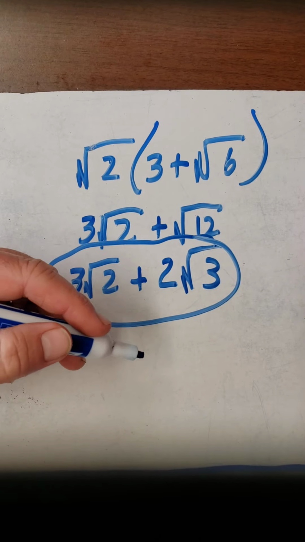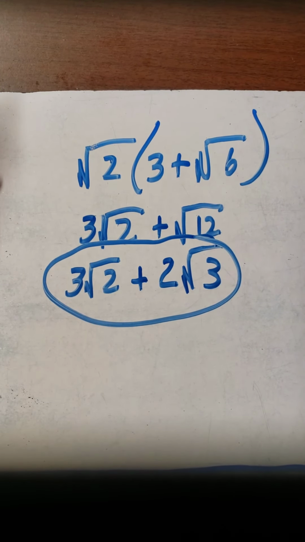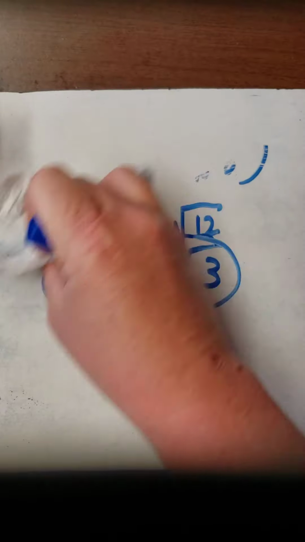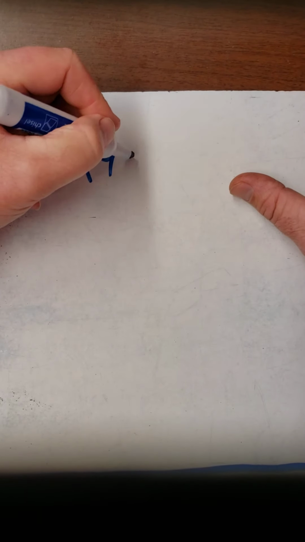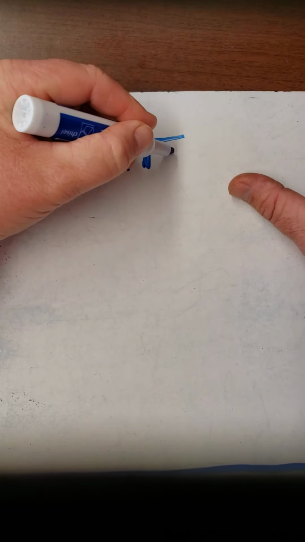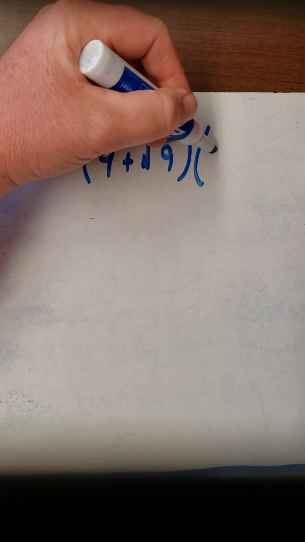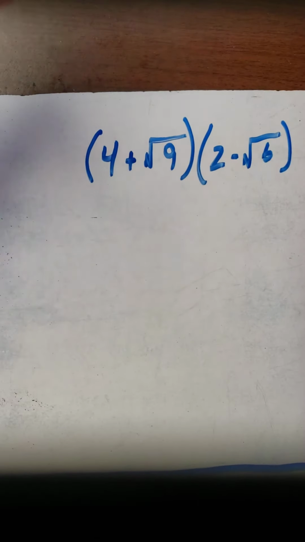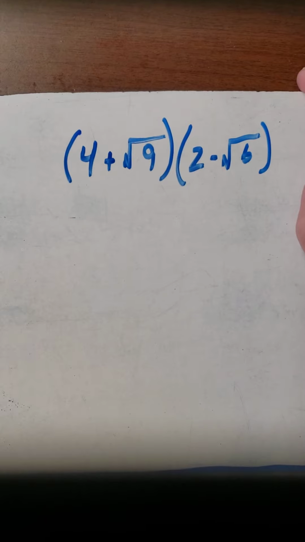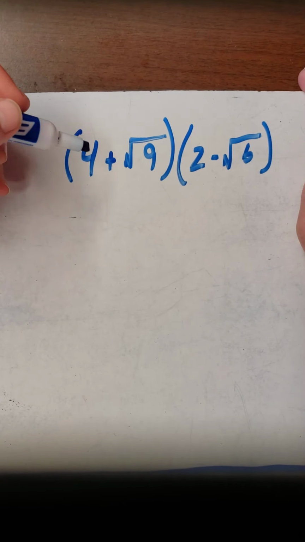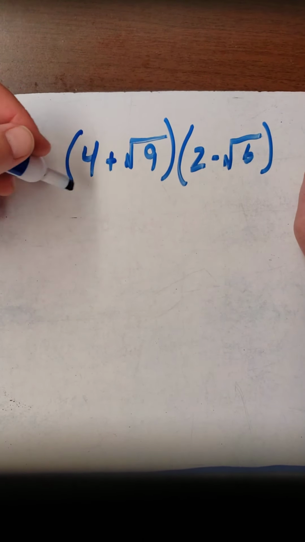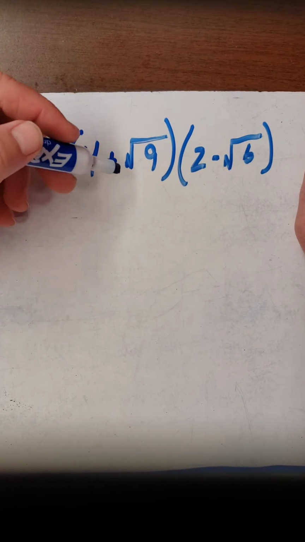Okay, moving on to example 3, multiplying binomials with radicals. You have, in parentheses, 4 plus square root of 9 times parentheses 2 minus square root of 6. Okay. Now, just like we did with multiplying binomials, with radicals, and the radicals are the square roots.